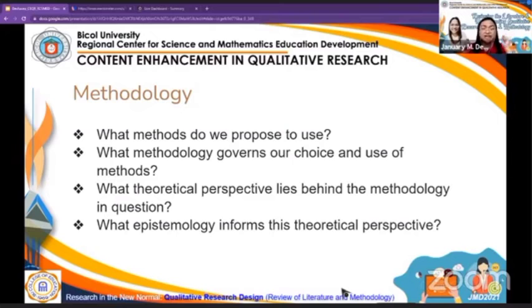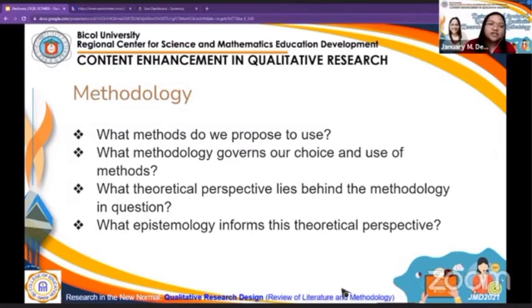In qualitative research, most of the time, after asking what method and what methodology, you need to justify them. That is where your theoretical perspective and epistemology come in. Because most of the time, what we only see as researchers, what we observe, is the method. How do we collect data? For example, you distribute a questionnaire, you conduct an interview, you employ focus group discussion.